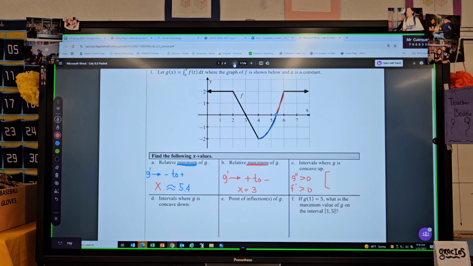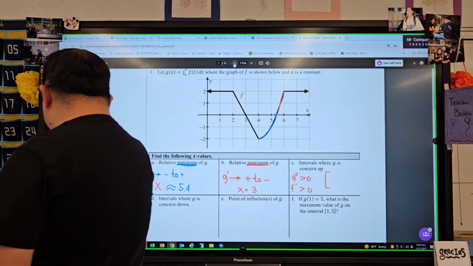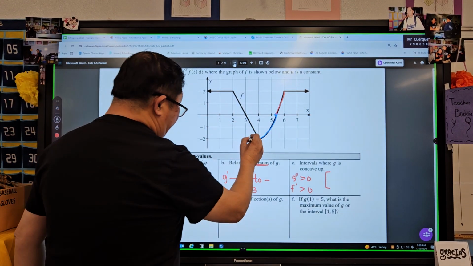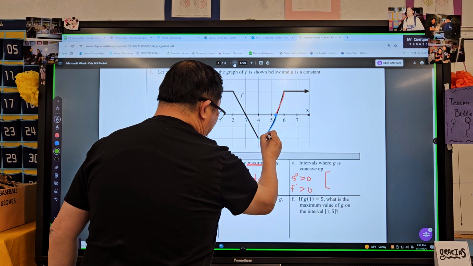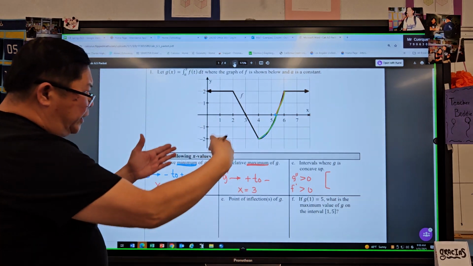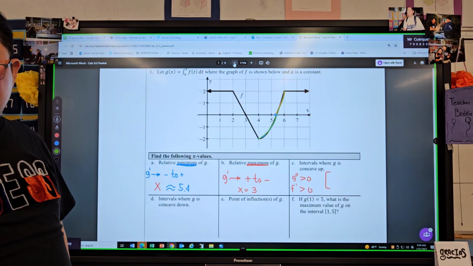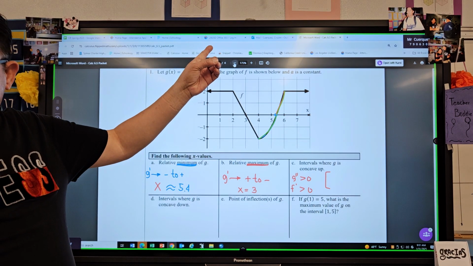4 to 6. Why? Because it's going up. It's a straight line going down, so it can't work. You got it. The concavity is up from the interval 4 to 6. Is this clear, guys? Yes.